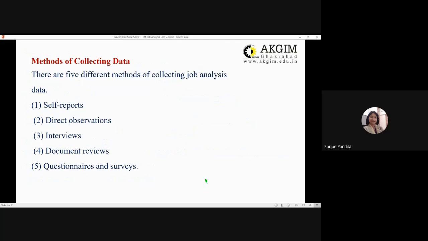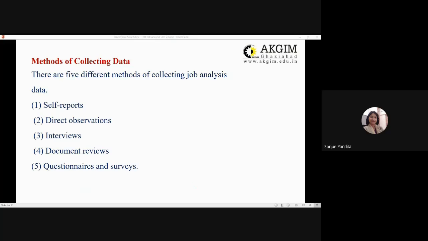Now, there are certain methods for collecting data. The information required for job analysis involves collection of data through various methods. There are various methods for collecting data for job analysis. First is self-report.